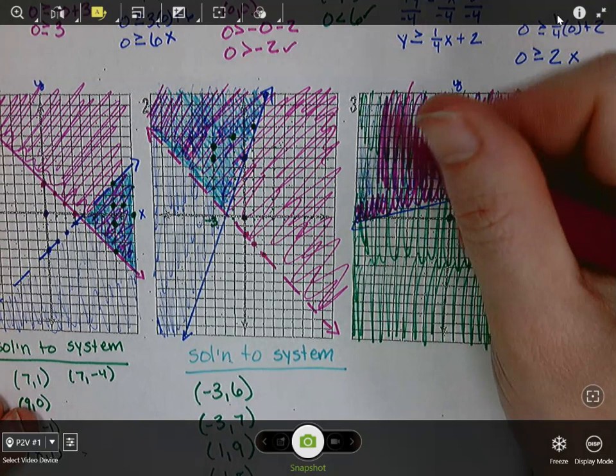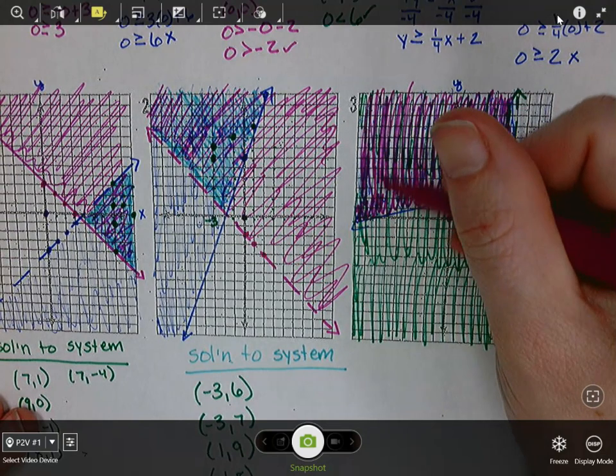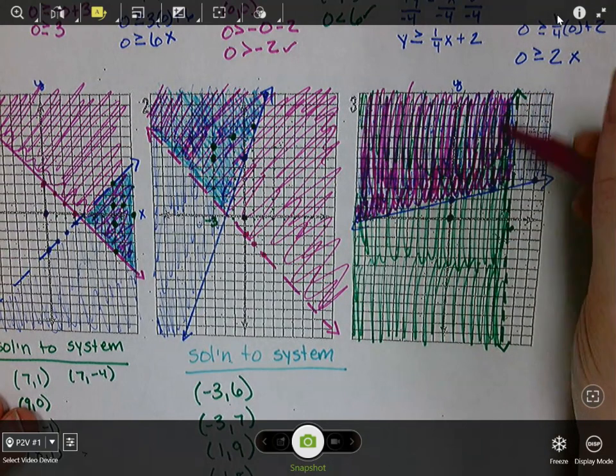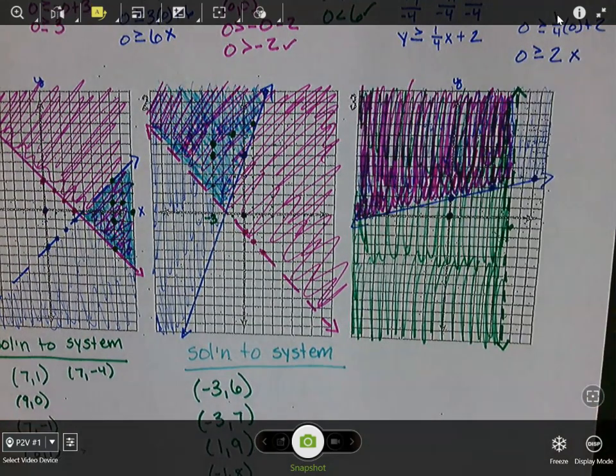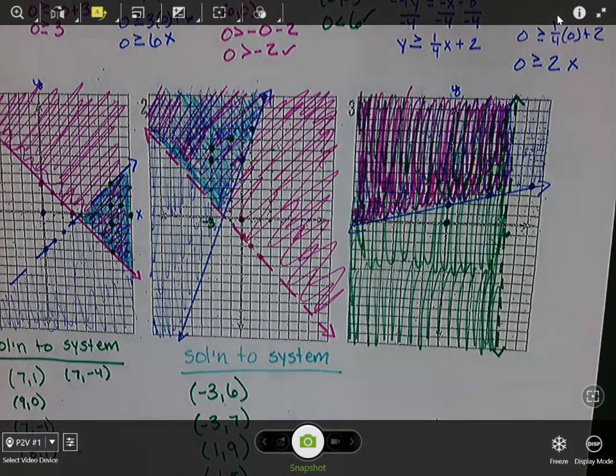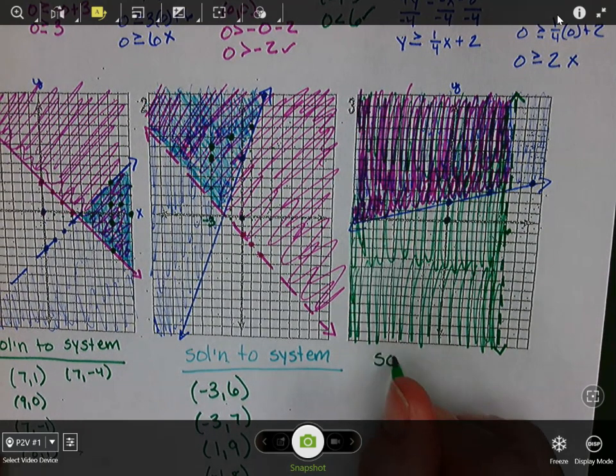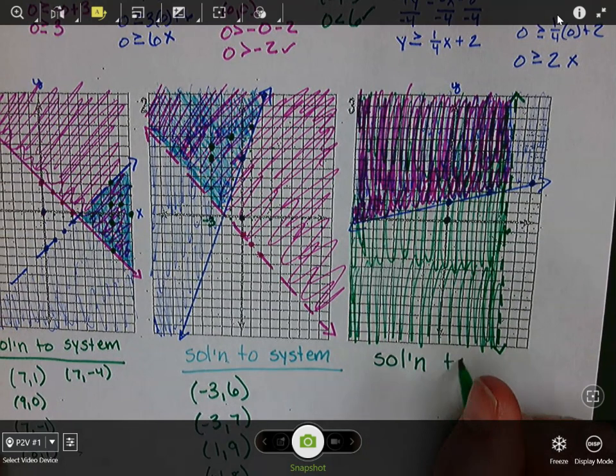I like systems of inequalities because it makes me feel like I'm coloring, which technically I guess I am. Okay, so that big dark area is my shaded region. Okay, now next, you're going to give me solutions to the system of inequalities.